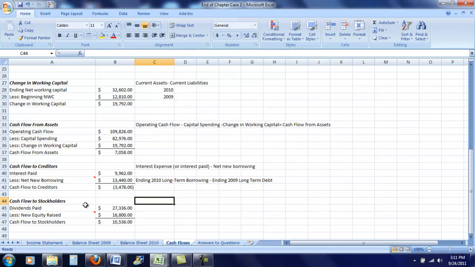Now to figure out cash flow from stockholders, you would take the dividends paid minus new equity raised. So our dividends paid was figured out on our income statement, which was 50% of net income. And our new equity raised was actually given in the problem. That's why this number is typed in and not linked to anything else. And so we have a total cash flow from stockholders of $10,536.